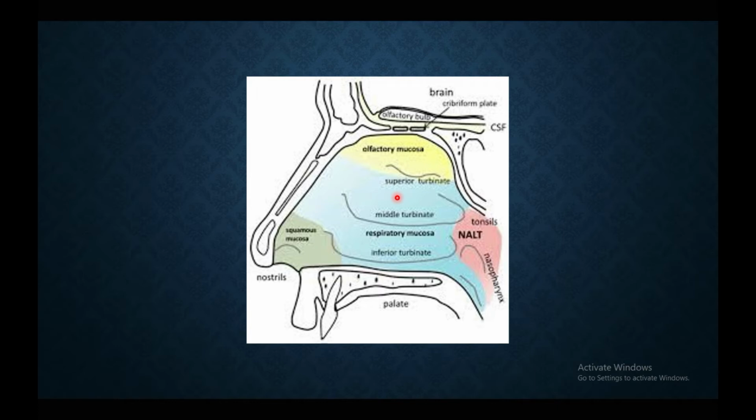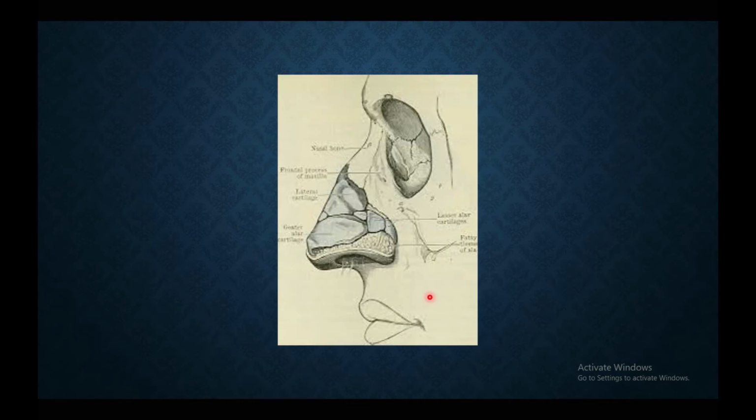We can divide the nose into the nasal cavity and the external nose. The external nose has a skeletal framework which is made up of bones and cartilages. The bones forming the external nose are the nasal bones. You can see here the nasal bones and the frontal process of the maxilla bone. And the cartilages are the superior and inferior nasal cartilages, septal cartilages and small alar cartilages.